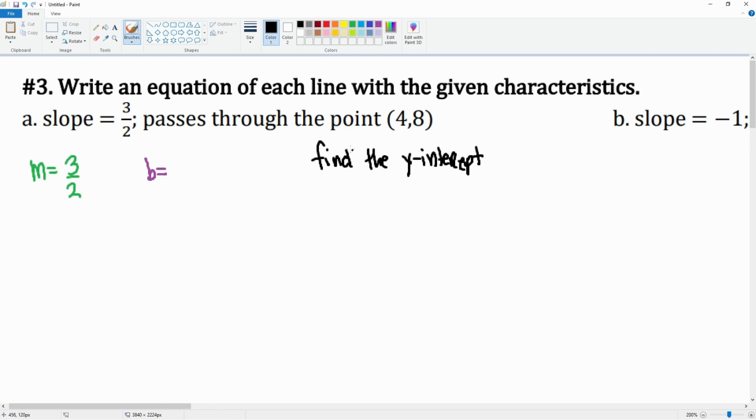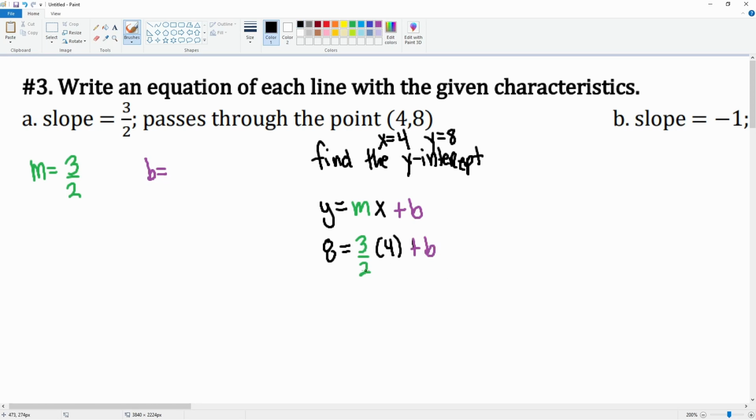Well, we can solve for it. We have the equation y is equal to mx plus b, which is the y-intercept. That's what we're solving for. So we need to know what x is. X is right here, which is 4, and we have y here, which is 8. So let's plug it in. The y becomes 8 equals to, do we have the m? Yes, it's 3 over 2. And the x here is 4. And we're going to add this with the y-intercept of b.